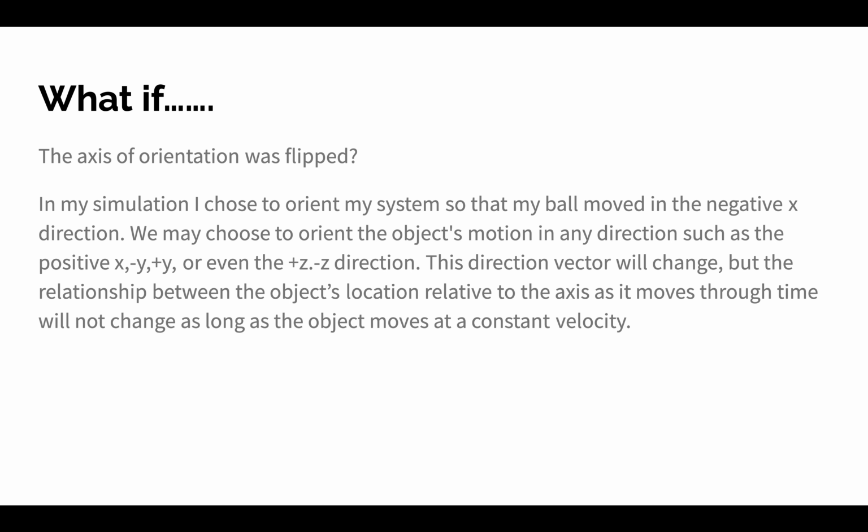What if the axis of orientation had been flipped? In my simulation, I chose to orient my system so that the ball moved in the negative x direction. We could have chosen any of the directions, positive x, positive or negative y, or even positive or negative z direction, and that would be the only change in the system, the direction vector. However, the relationship between the object's velocity or position relative to time would be the same.